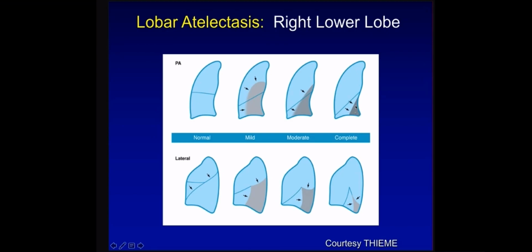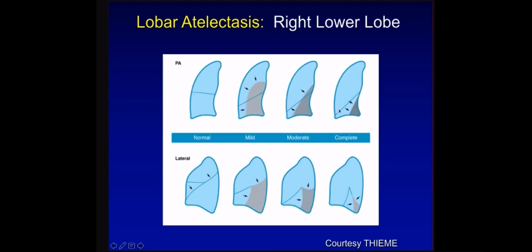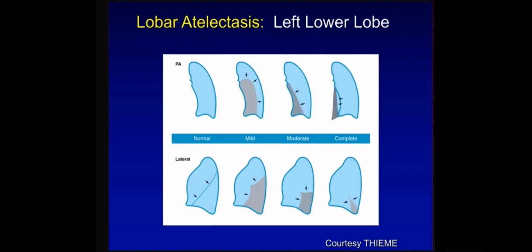And here's a nice triangle on the frontal diagrams as well. But notice the minor fissure comes along for the ride, and that often will tip you off that you're looking at right lower lobe atelectasis. If we go to the left lower lobe, notice the similarity between the lateral radiograph of right lower lobe and left lower lobe. Very same thing.